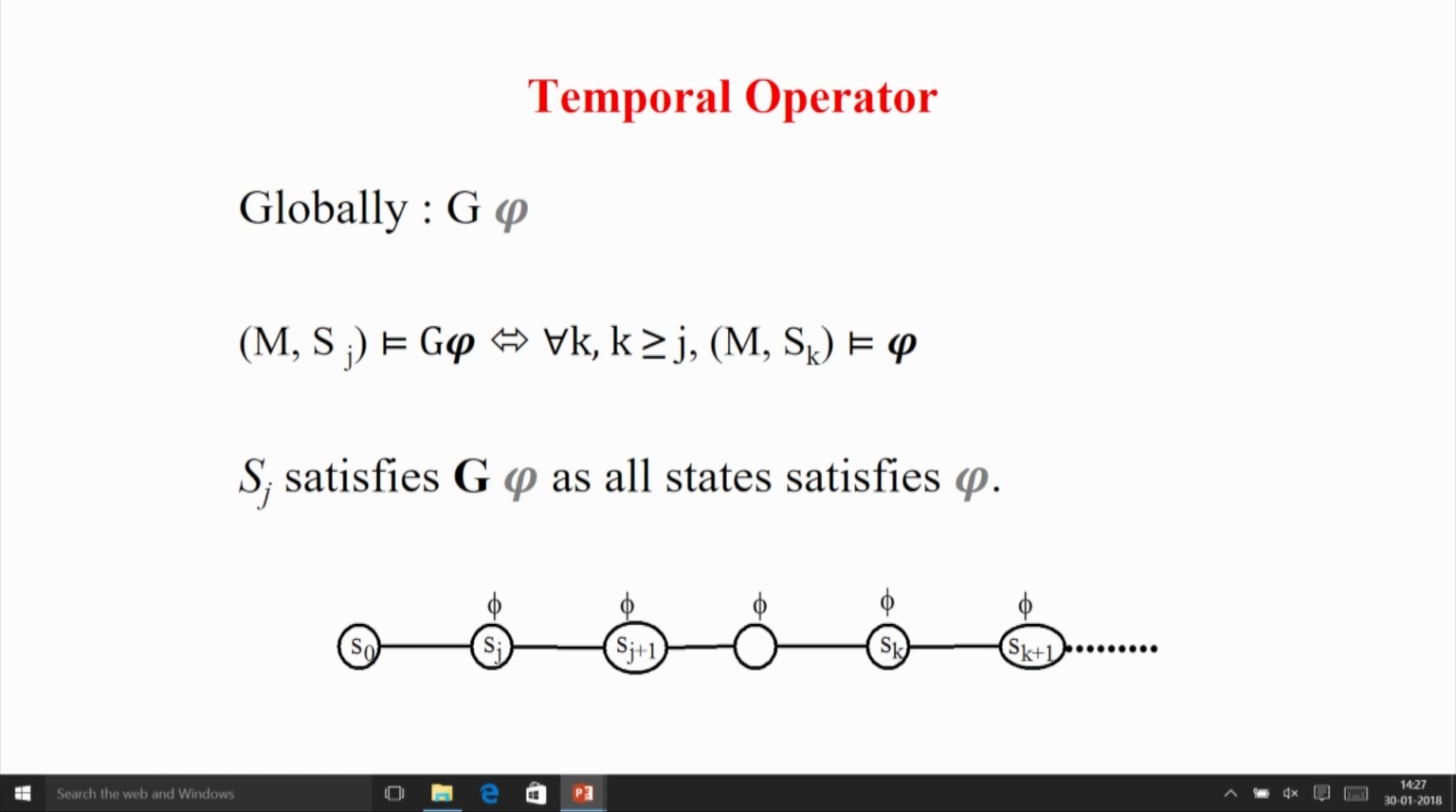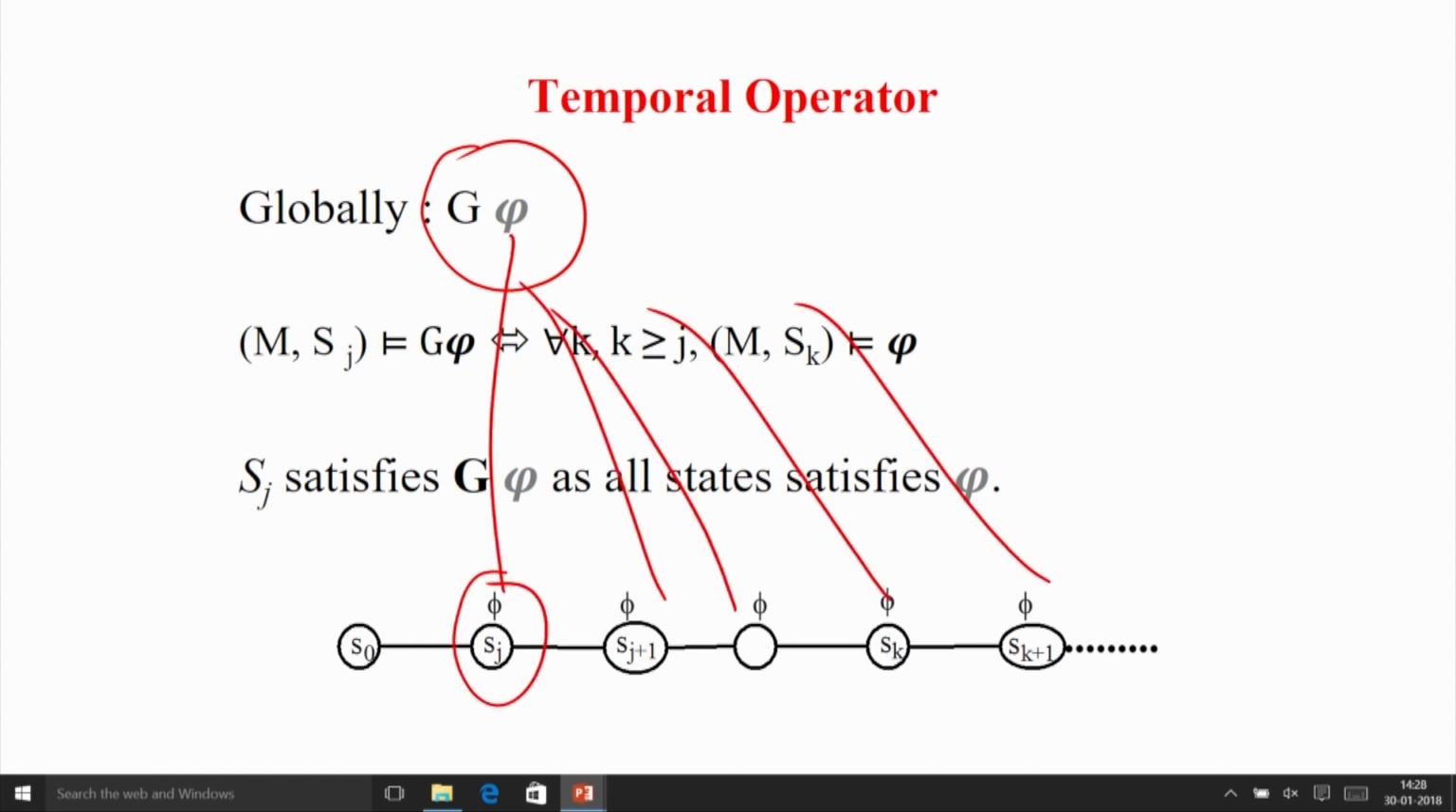Globally means that from some state, in all other states on the path starting from that node, because basically we are going for branching time logic. For example, this state satisfies all these formulas, because in all these states downwards phi is true. So I can write from all these states globally phi is true, because in all states phi is true. Of course S0 is not satisfying this formula, because in the state S0 itself phi is not true. So globally means the starting state as well as all states must hold whatever the formula is.